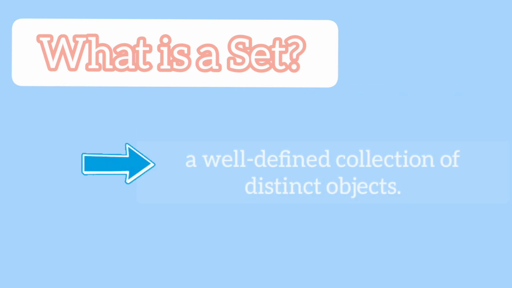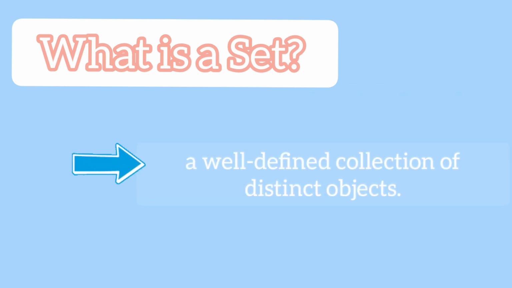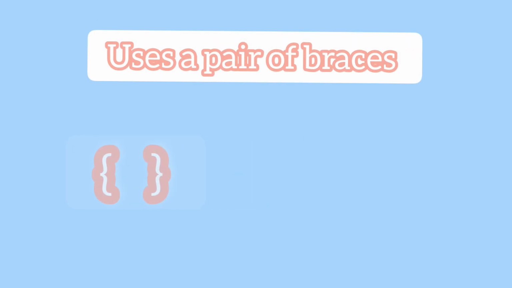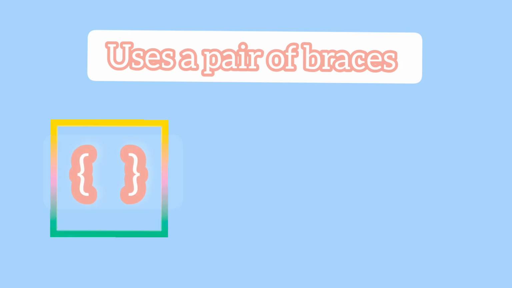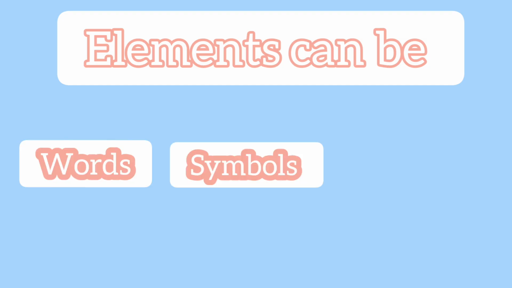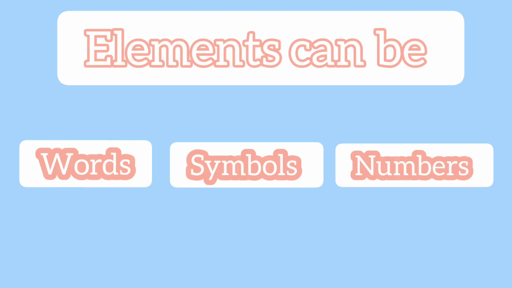So, what exactly is a set? Simply put, a set is a well-defined collection of distinct objects. By well-defined, we mean that it's clear whether or not an object belongs to the set. We use braces, these curly brackets, to enclose the elements or members of a set. The elements can be words, symbols, numbers, or anything you can think of to describe it.